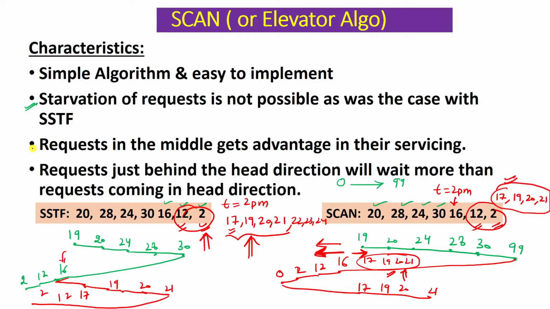So let's take another point. The next point is that the requests which come in the middle get an advantage in their servicing. In the SCAN algorithm, the requests which came in the middle actually get an advantage in their servicing. So what does it mean?